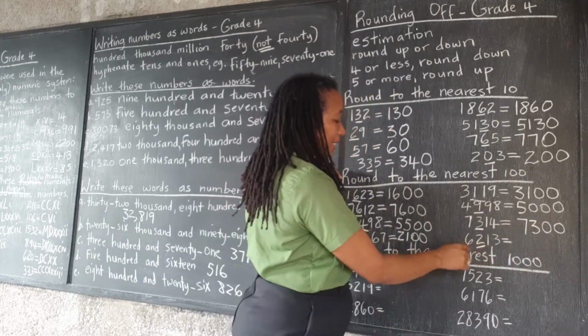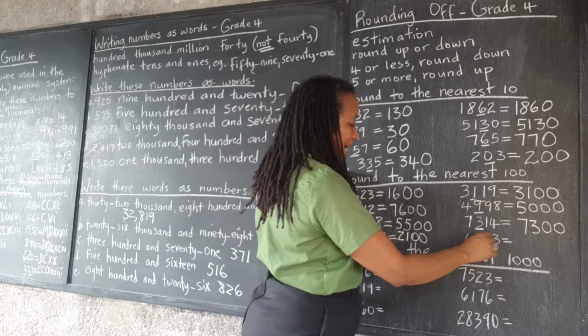2 is in the 100 place. This is less than 5. We're not adding anything to the 2.